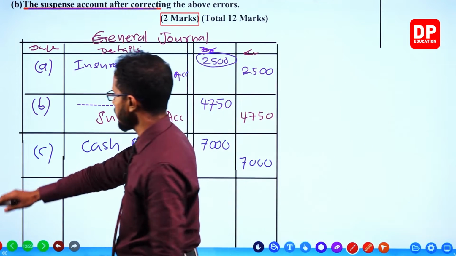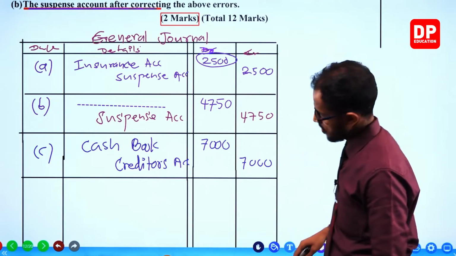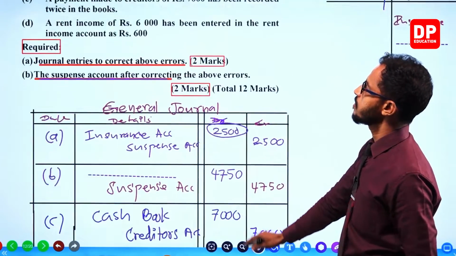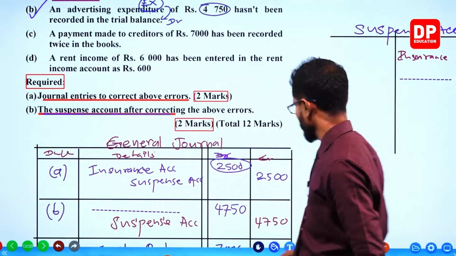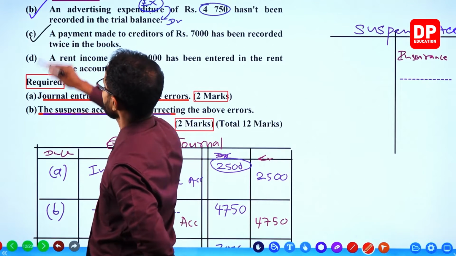This is going to be the last one. Yeah. Last one. This is also done.